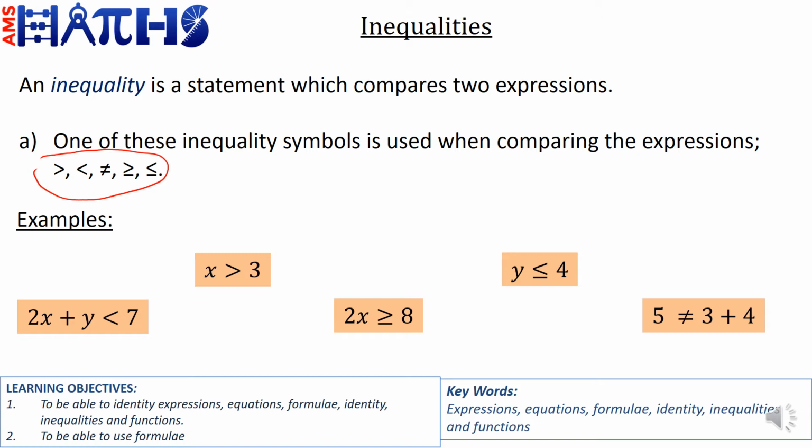We have 2x plus y is less than 7. This is a giveaway to tell you it's an inequality. x is greater than 3, 2x is greater than or equal to 8, y is less than or equal to 4, and on this one we have 5 is not equal to 3 plus 4, because 3 plus 4 is 7, so 5 cannot be equal to 7. So we have our expressions, one on the left, one on the right, and then we have our inequality symbol, which tells you the relationship between the two expressions when we compare them.